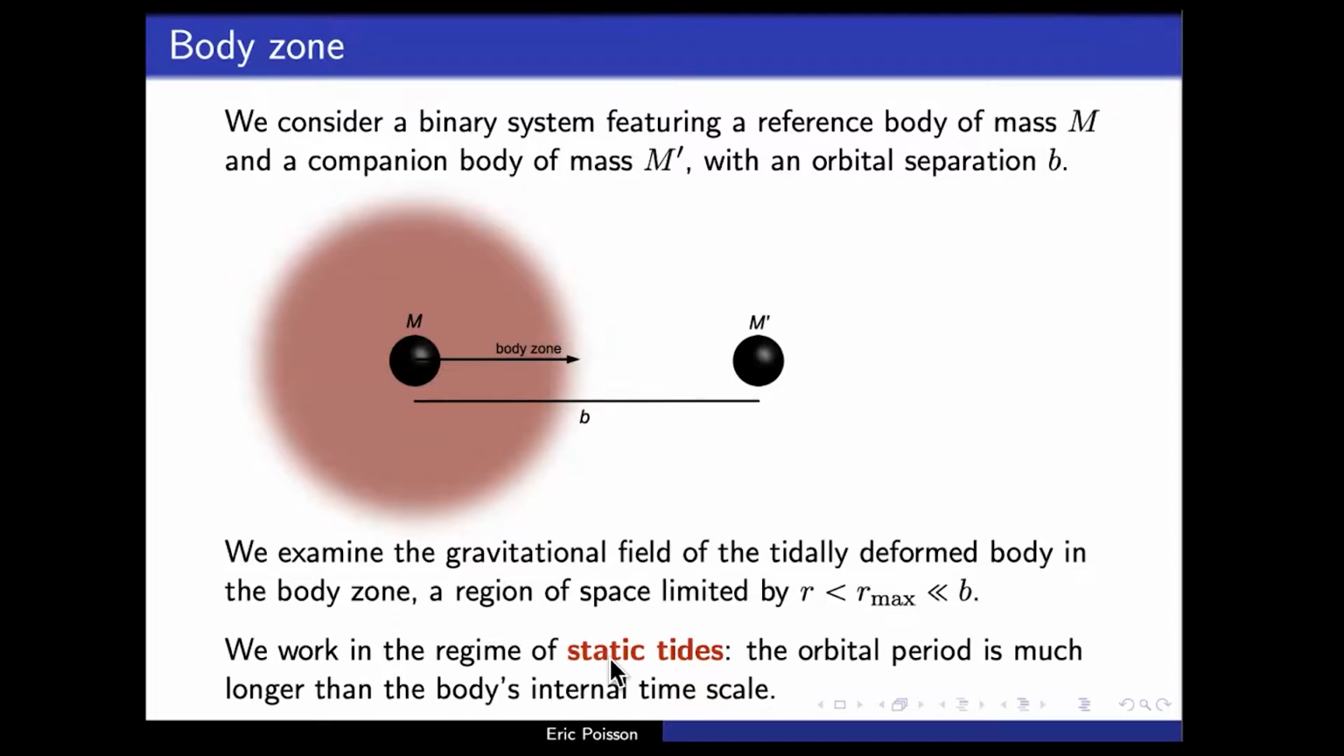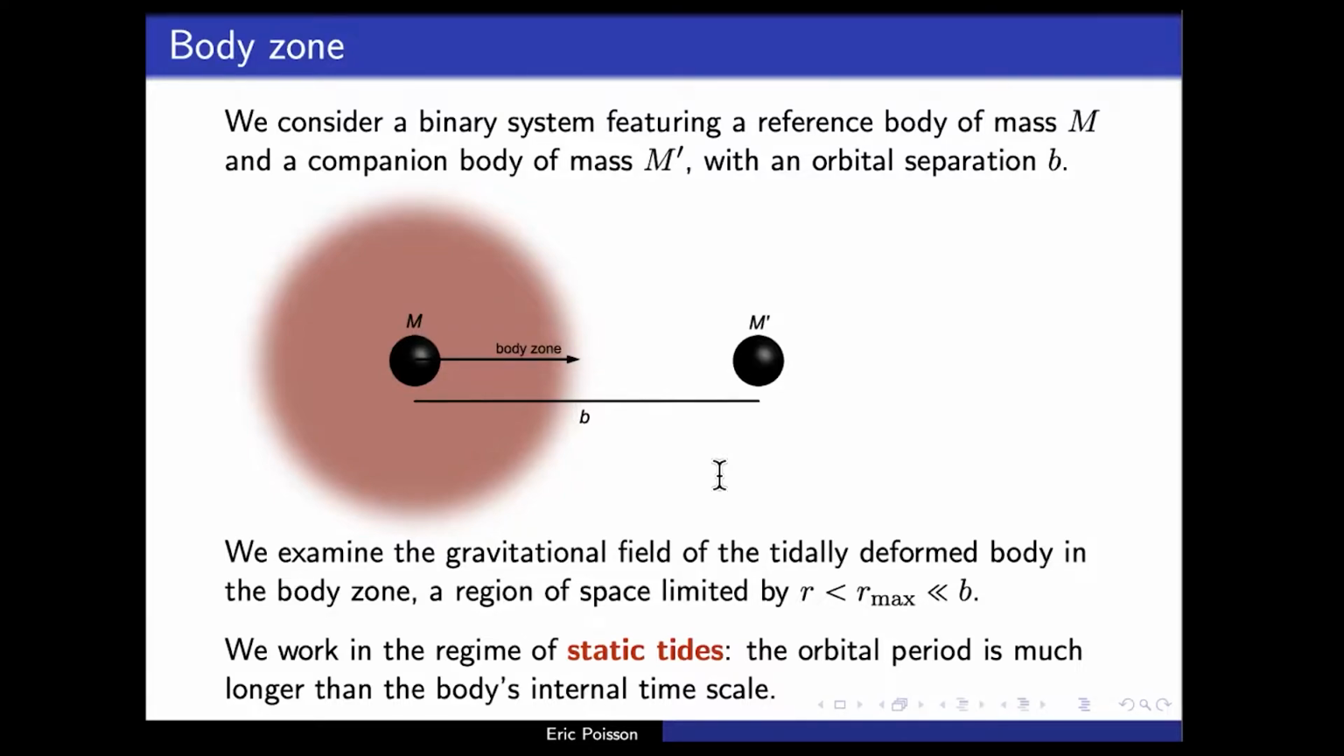So we have a binary system. I have one reference body here that eventually will be a black hole, but for the moment could be a black hole or a neutron star. I have a companion body that's exerting a tidal field around the reference body. So we have this binary system. Of course, there's orbital motion, there's emission of gravitational waves, there's an in-spiral.